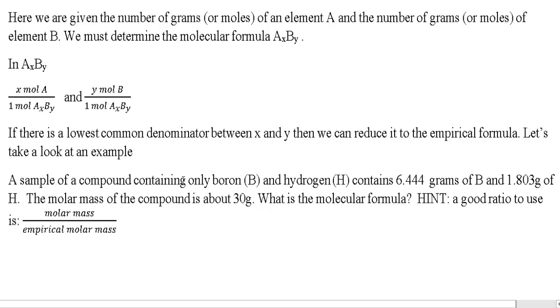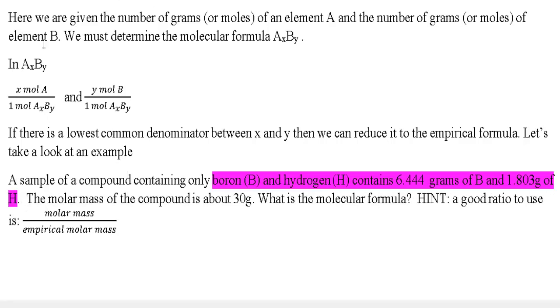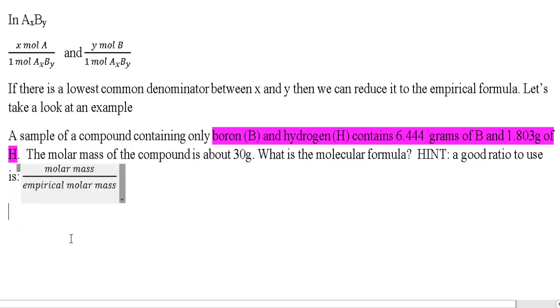A sample of a compound containing boron and hydrogen contains 6.44 grams of boron and 1.803 grams of H. So this formula is going to have B and H something. Okay, so that's our goal, to find the formula. The molar mass of the compound is 30 grams. What is the molecular formula? And then there's a little hint here.